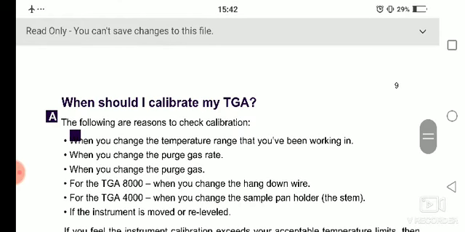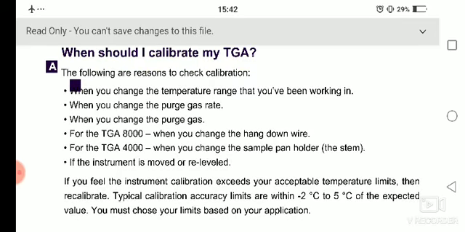When should I calibrate my TGA? The following are reasons to check calibration: when you change the purge gas rate, when you change the temperature range, when you change the purge gas for TGA 800, when you change the hang-down wire for TGA 400, and when you change the sample pan holder.